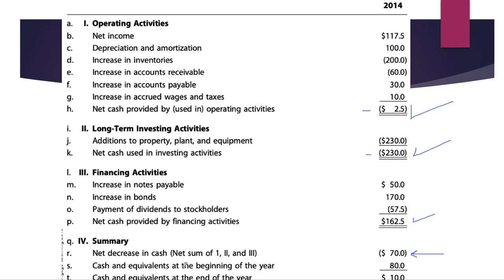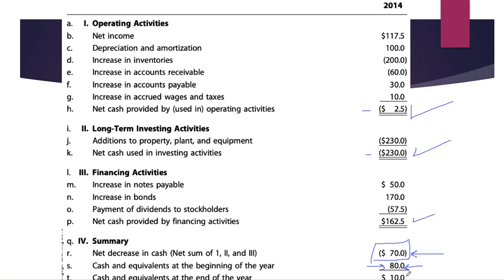So cash and equivalents at the beginning of the year, we had 80 million cash and equivalents. This is from our balance sheet. Okay, this number is also from our balance sheet. And then at the end of the year, we subtract this 70 million cash outflow from the beginning value of 80 million. So that gives us 10 million remaining. Okay, so for this company, as of 2014, there's a significant cash outflow, and actually the cash and equivalents is now much lower.